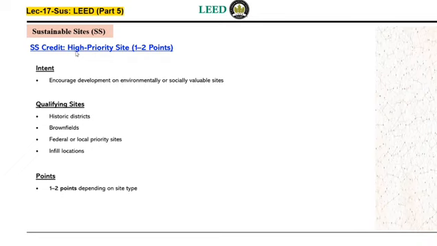The next credit is High Priority Site, which has 1 to 2 points. The purpose is to encourage development on environmentally or socially valuable sites. Qualifying sites include historic districts, brownfields, federal or local priority sites, and infill locations. And it has 1 to 2 points depending on the site type.